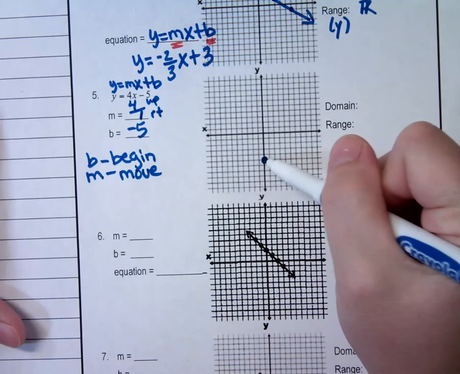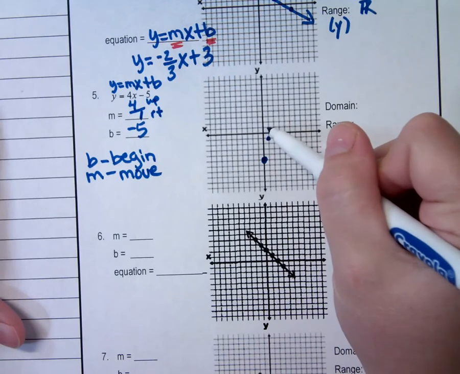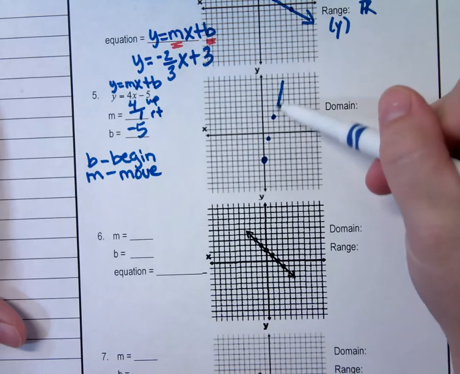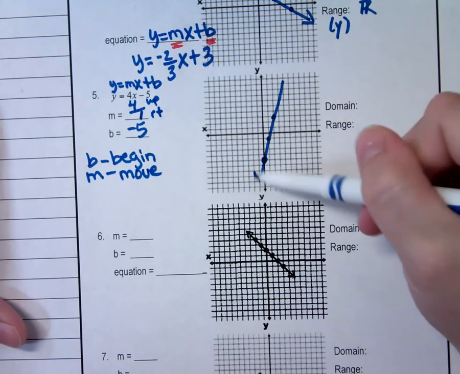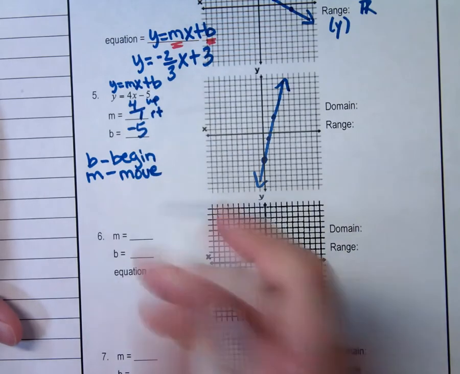So from my y-intercept, I go up 4, 1, 2, 3, 4, right 1, put the dot. Do it again. Up 4, 1, 2, 3, 4, right 1, put the new dot. Okay, let's go ahead and draw our line. Now I don't have to write the equation of it this time because that's how the problem started.